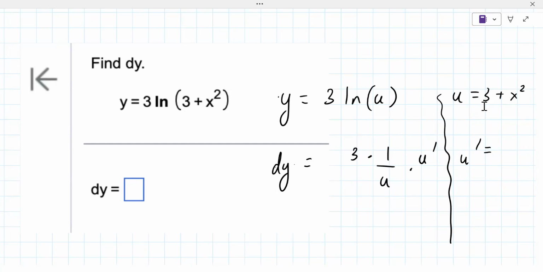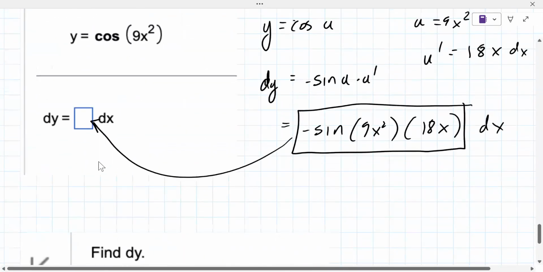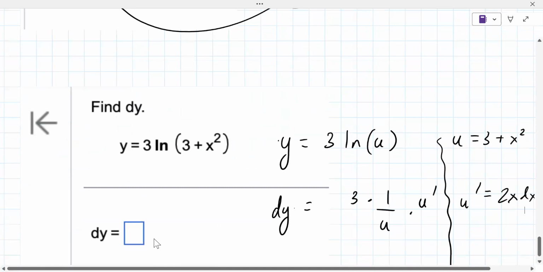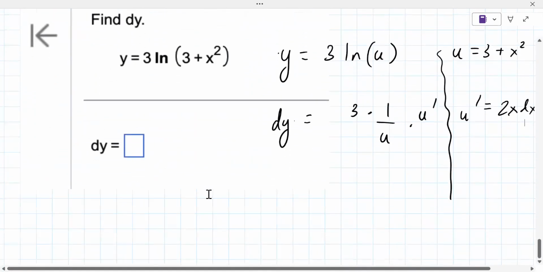Give me just a moment here. All right, 2x dx, that's right. In the previous problem, see how it had the dx off to the side and this one does not? It looks like you will have to add that. It's a small subtle thing, so just be careful that you see that on the test.